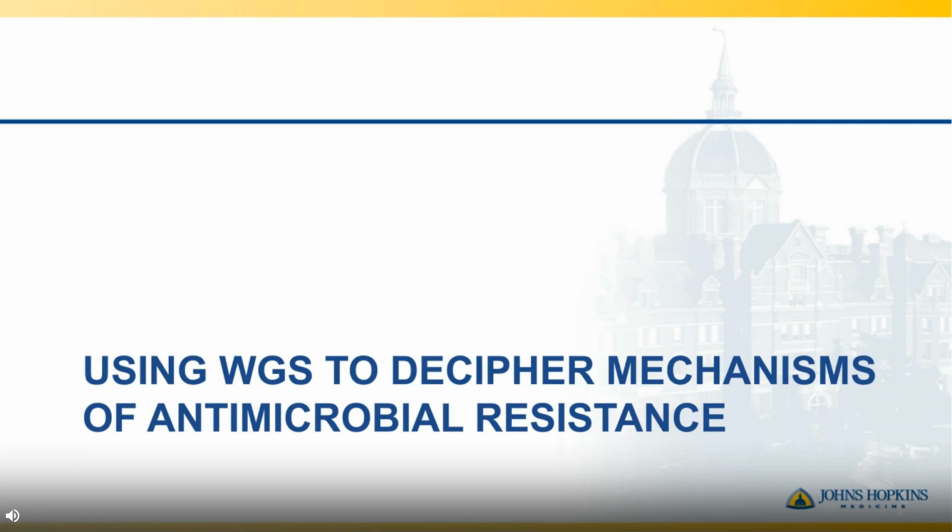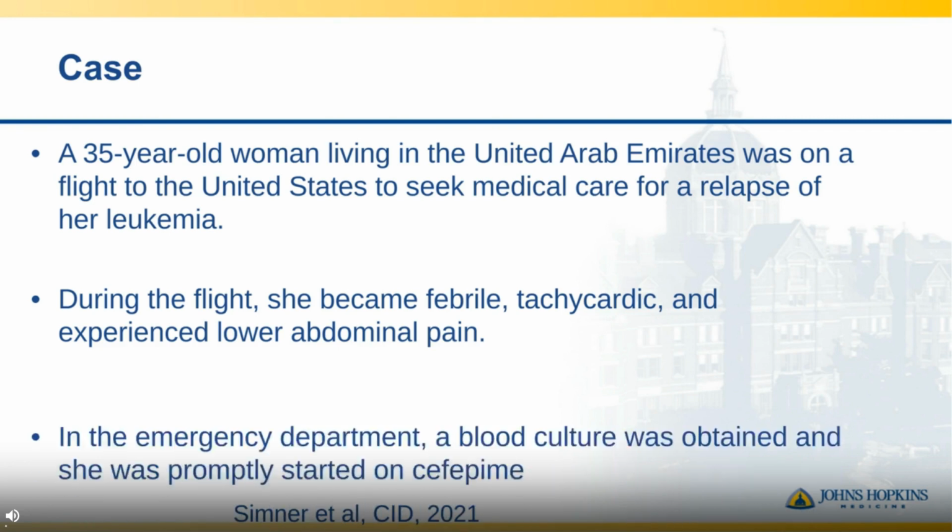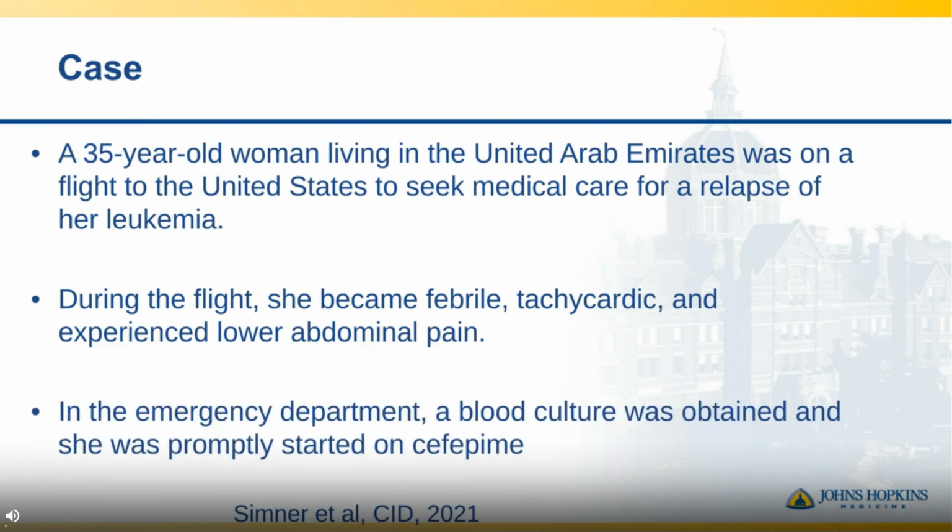So the first item we're going to address is using whole genome sequencing to decipher mechanisms of antimicrobial resistance. And to do this, we're going to do it through a case presentation. So this is a 35-year-old woman living in the United Arab Emirates who was on a flight to the United States to seek medical care for a relapse of her leukemia. During the flight, she became febrile, tachycardic, and experienced lower abdominal pain. In the emergency department, a blood culture was obtained and she was promptly started on cefepime.